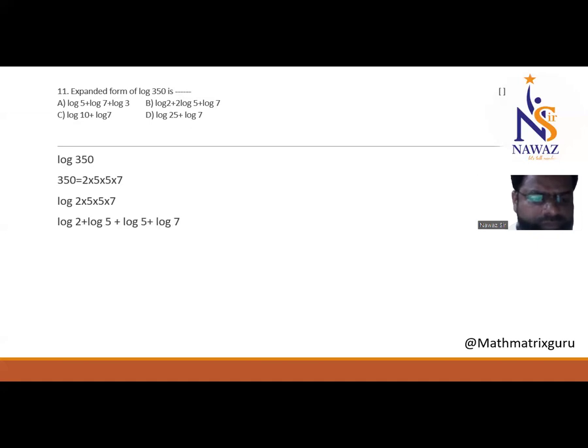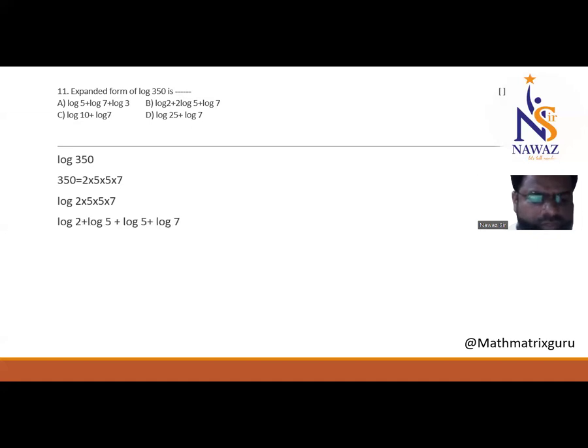Now, let's see the next one. Question number 11: the expanded form of log 350 is dash. First we have to prime factorize 350. If I prime factorize 350, I get 350 as 2 into 5 into 5 into 7. That 2 into 5 into 5 into 7, I will substitute in place of 350. So I get log of 2 into 5 into 5 into 7.